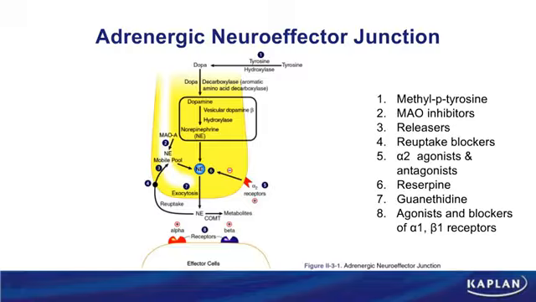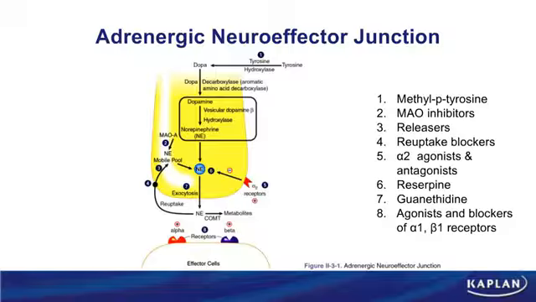Now that we form norepinephrine, it will sit there in the vesicle until it's time to be released. The signal to release norepinephrine from the neuron: the membrane is going to depolarize, calcium channels open up, calcium rushes into the nerve, the vesicles fuse with the membrane, and norepinephrine gets released into the synapse.